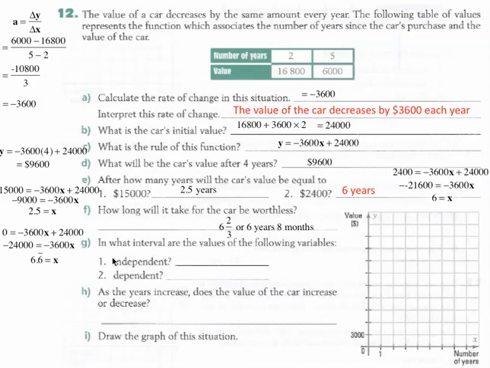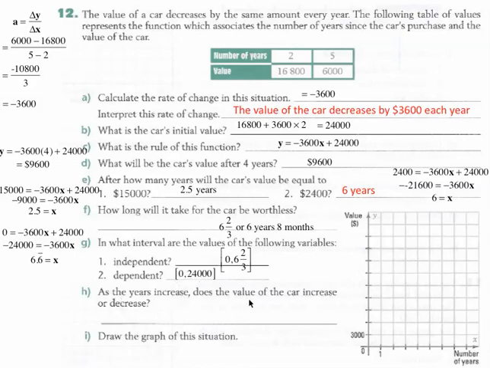And then they want the intervals for the independent variable. The independent is the number of years, right? So we start at 0 years, when it's brand new, and we go all the way up to 6 2/3 years. So I'm just going to write it like this in an interval. For the dependent variable, the money, the money starts off at 24,000 and goes all the way down to 0, but I'm going to write it in the proper order, 0 to 24,000.